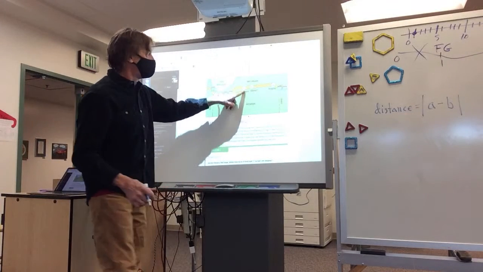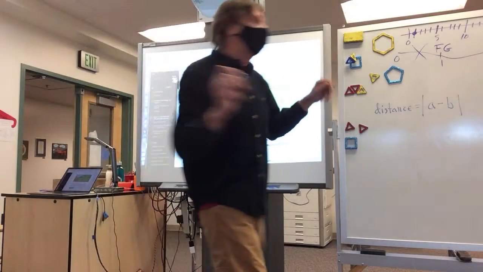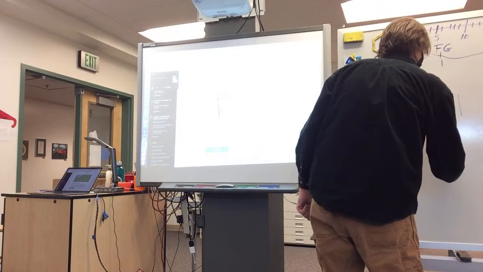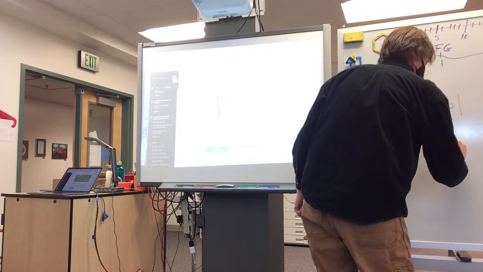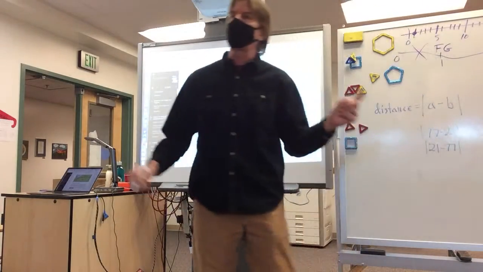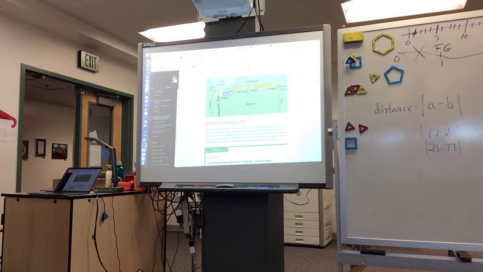So if you're in South Bend at 77 and you're at Portage at 21, it will not matter whether you take 77, subtract 21, or you take 21, subtract 77. If you take the absolute value of each, they are equal to each other. So this is a skill that we'll need to use. This is a procedure we need to use with the distance formula.